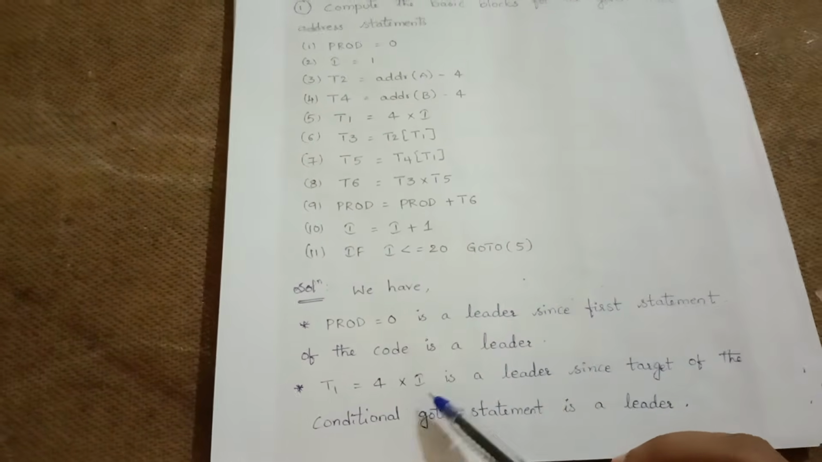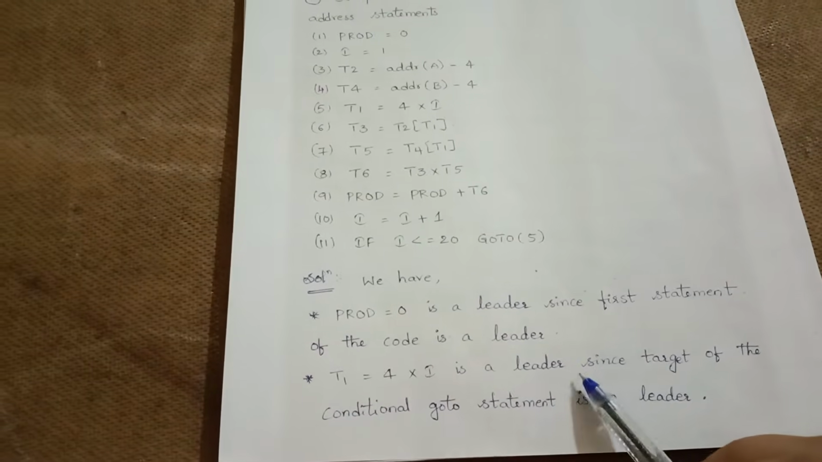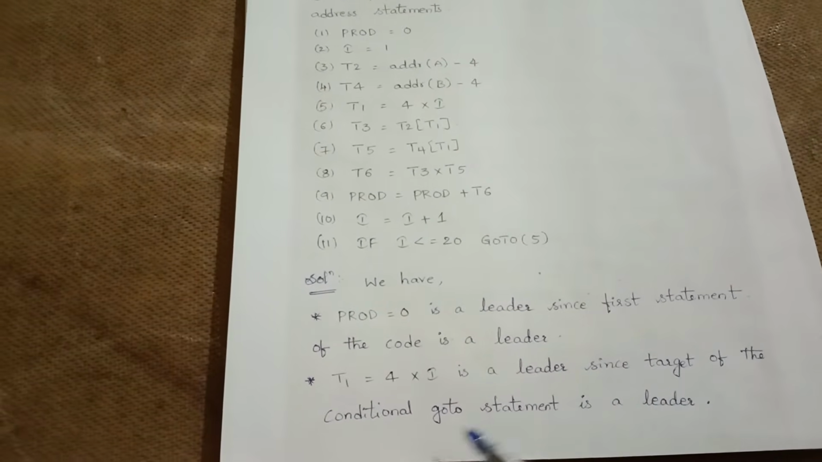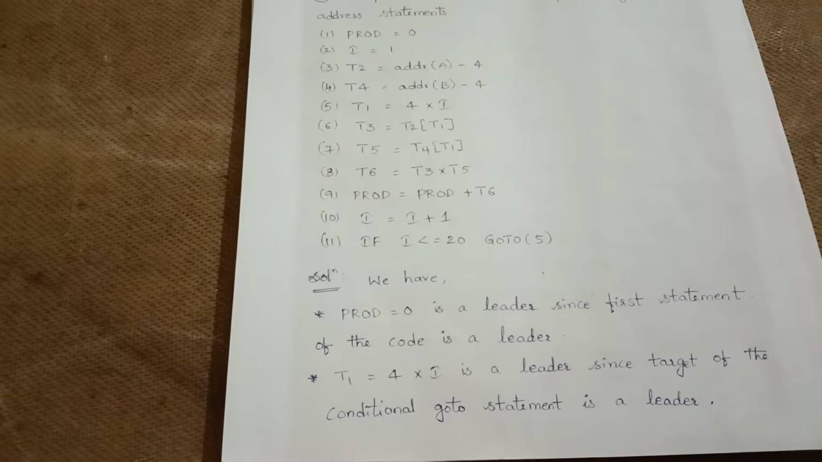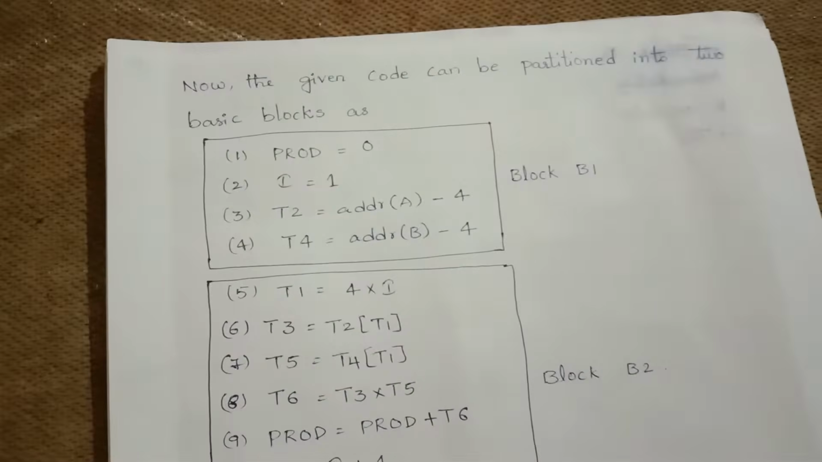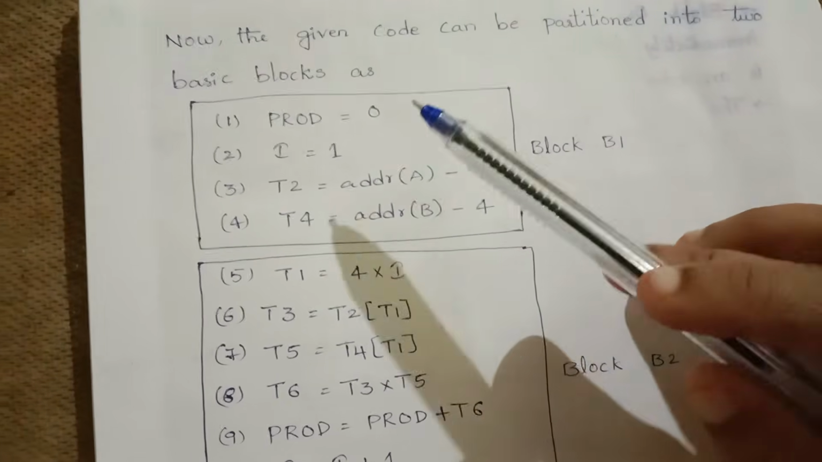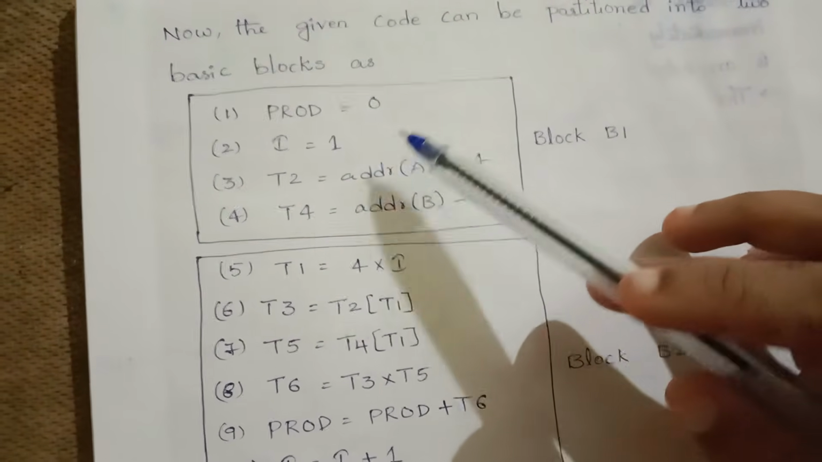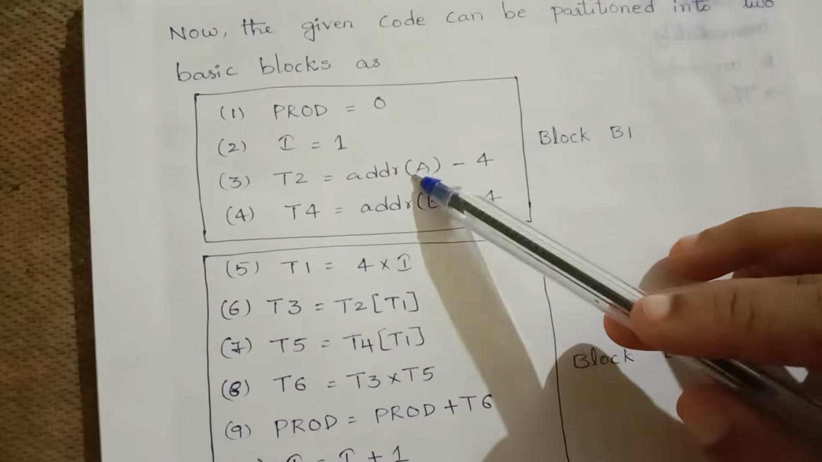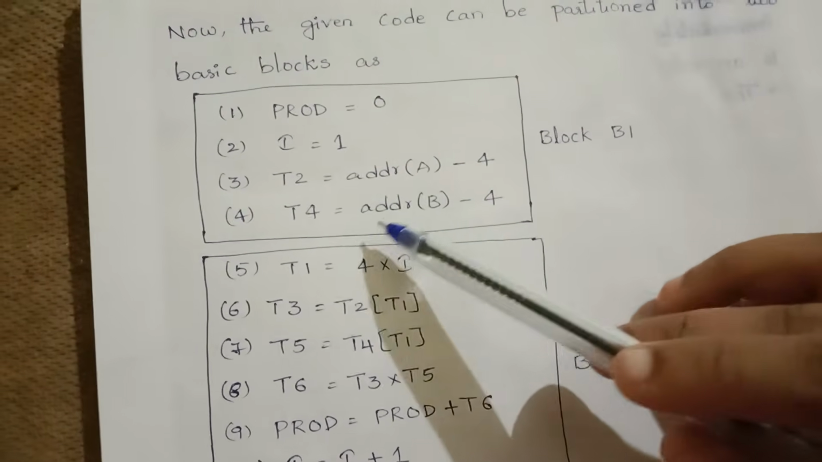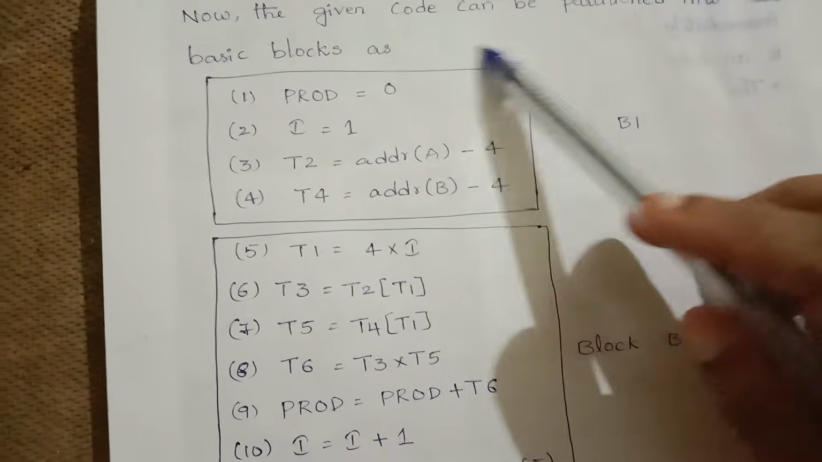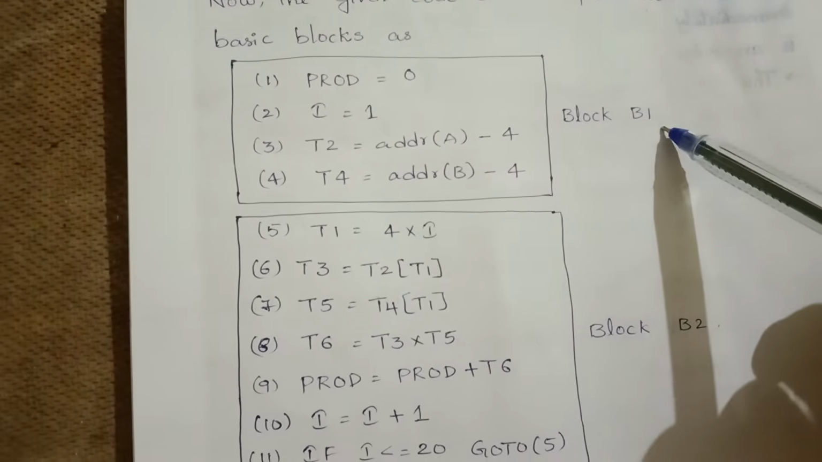Then T1 is equal to 4 into I is a leader, since the target of the conditional go to statement is a leader. Now the given code can be partitioned into two basic blocks: product is equal to 0, I is equal to 1, T2 is equal to address of A minus 4, T4 is equal to address of B minus 4. So this can be written in block 1.